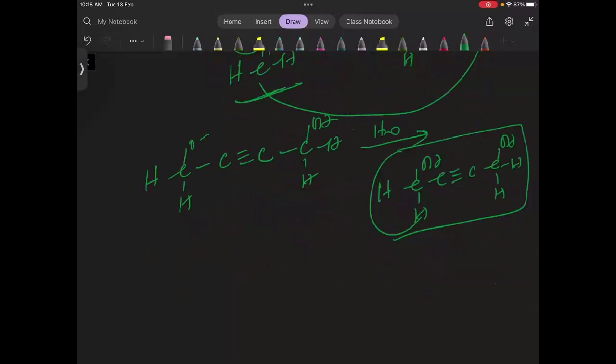This whole process is called, students, the process is called what?